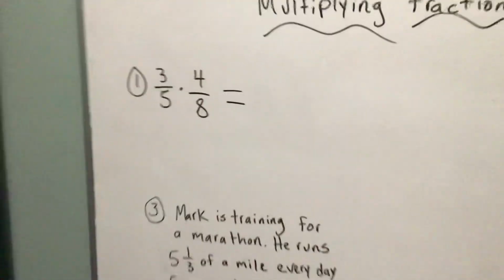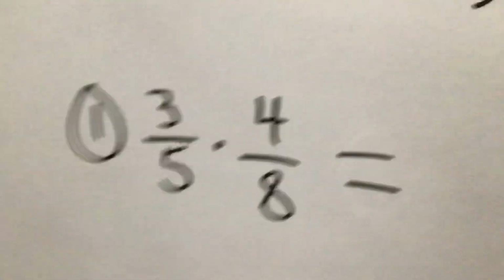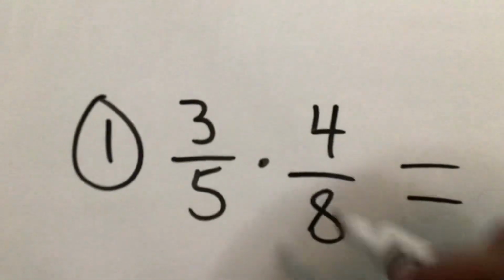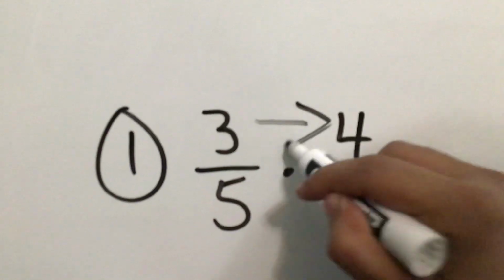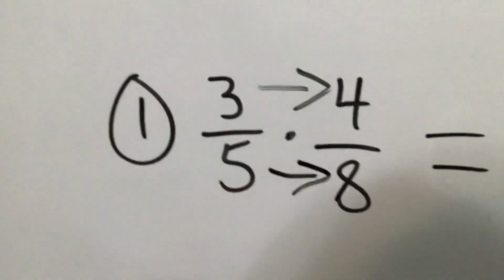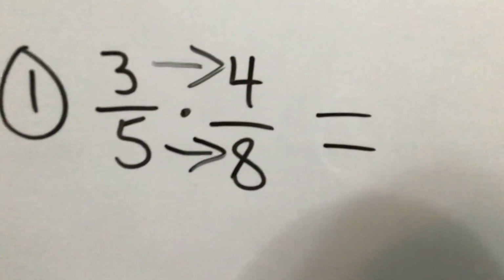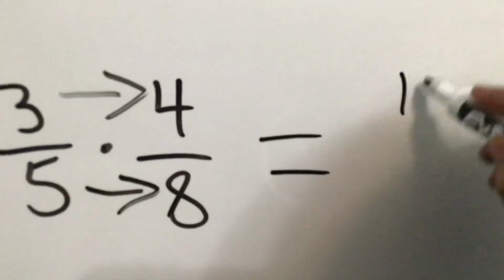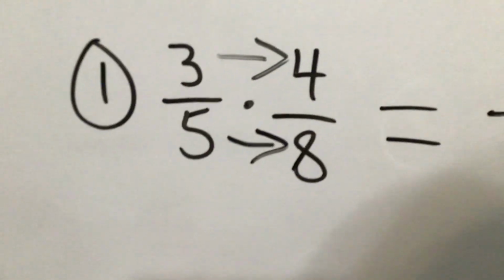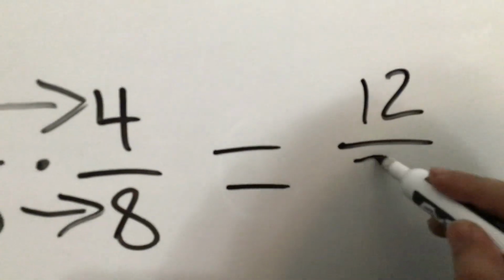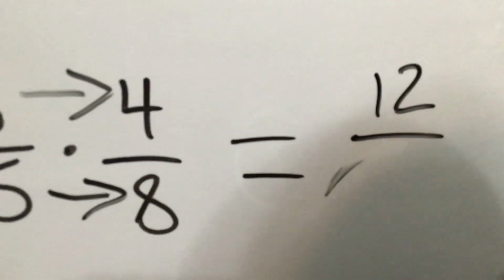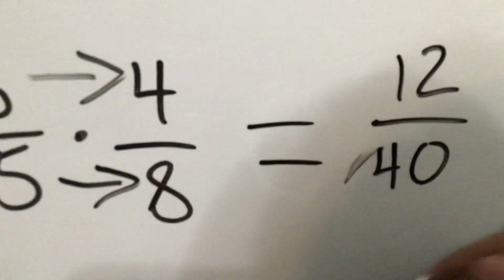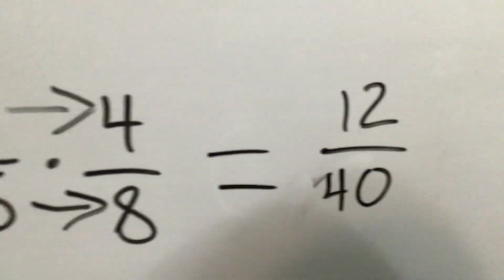So we're going to go straight to number one. And what I like to tell my students is I always draw arrows here that tell me that numerator goes with numerator, denominator with denominator. So 3 times 4, that will get you 12. And 5 times 8, that will give you 40. So the answer comes to be 12/40.